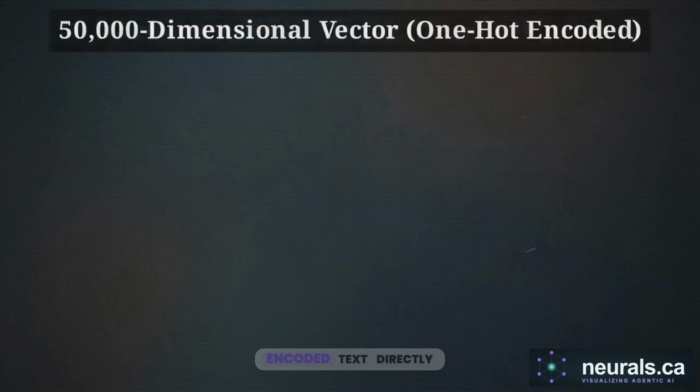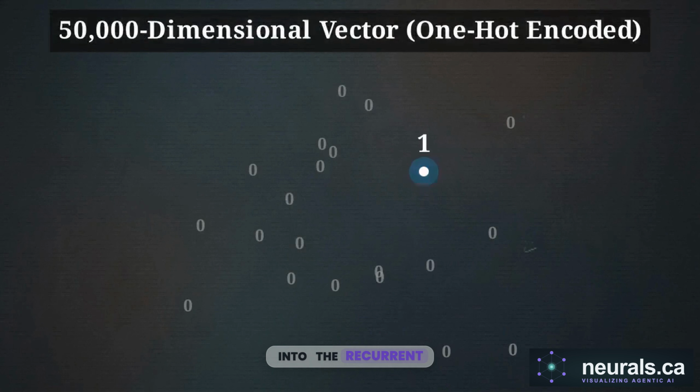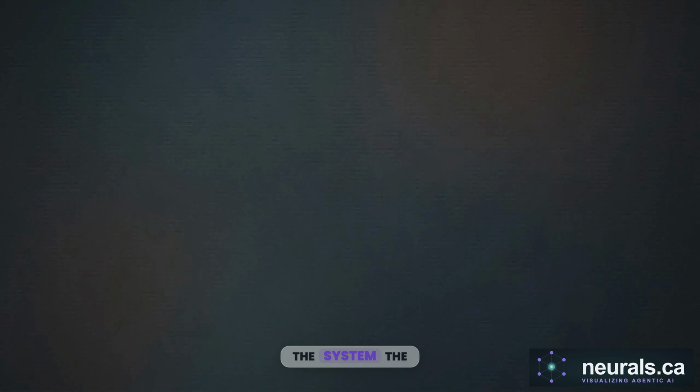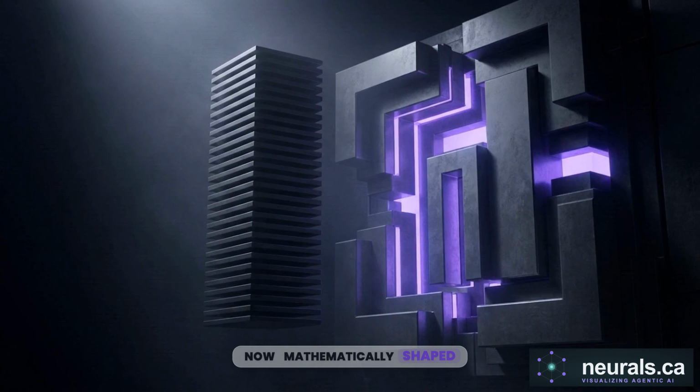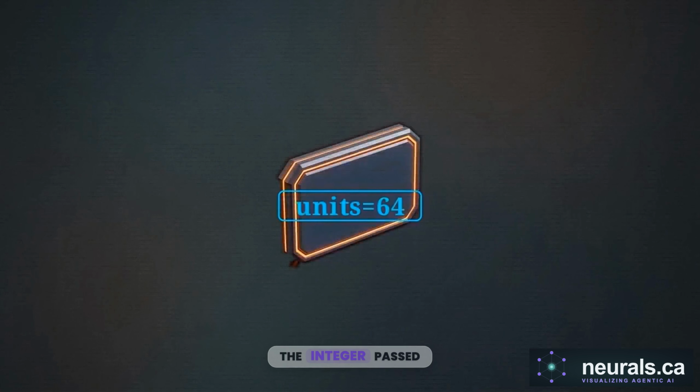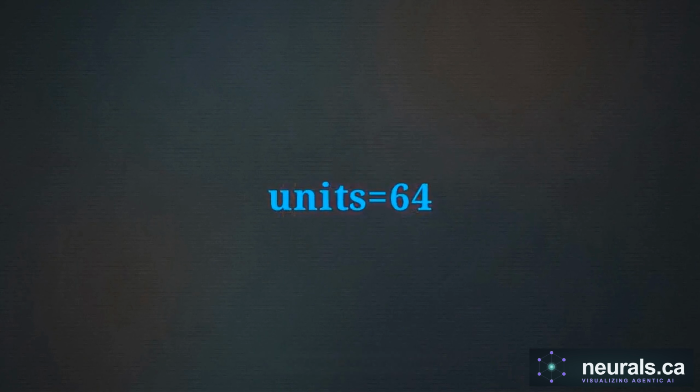If we fed one-hot encoded text directly into the recurrent layer, the sheer sparsity of the data would overwhelm the system. The input data is now mathematically shaped and prepped, arriving at the threshold of the recurrent memory core. All of this leads to the critical third line, where the GRU algorithm is physically invoked. The integer passed to the units argument acts as the dimensionality anchor for the entire layer.